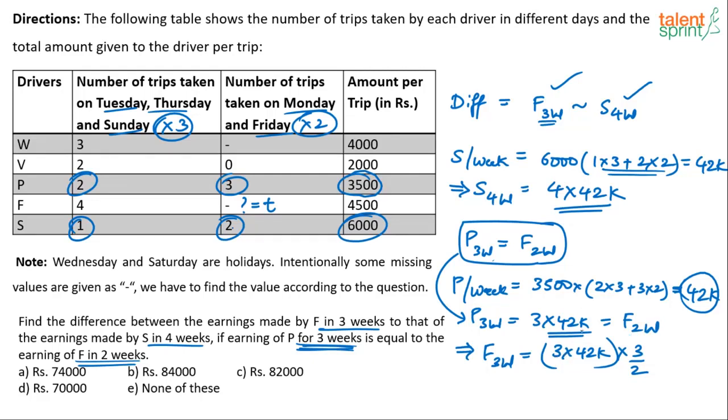F in 2 weeks is 3 into 42. So F per week will be 3 into 42 by 2. F in 3 weeks will be 3 into 42 by 2 multiplied by 3. So that's the calculation. Now we know what F is in 3 weeks and what S is in 4 weeks. Now come to the final answer.